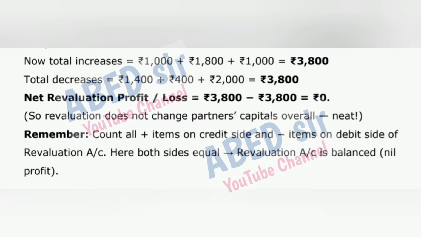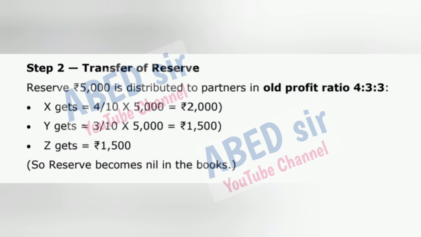So revaluation does not change partners' capitals overall. Remember, count all plus items on credit side and minus items on debit side of revaluation account. Here both sides are equal, revaluation account is balanced, nil profit. Step 2. Transfer of reserve. Reserve 5,000 rupees is distributed to partners in old profit ratio 4:3:3.